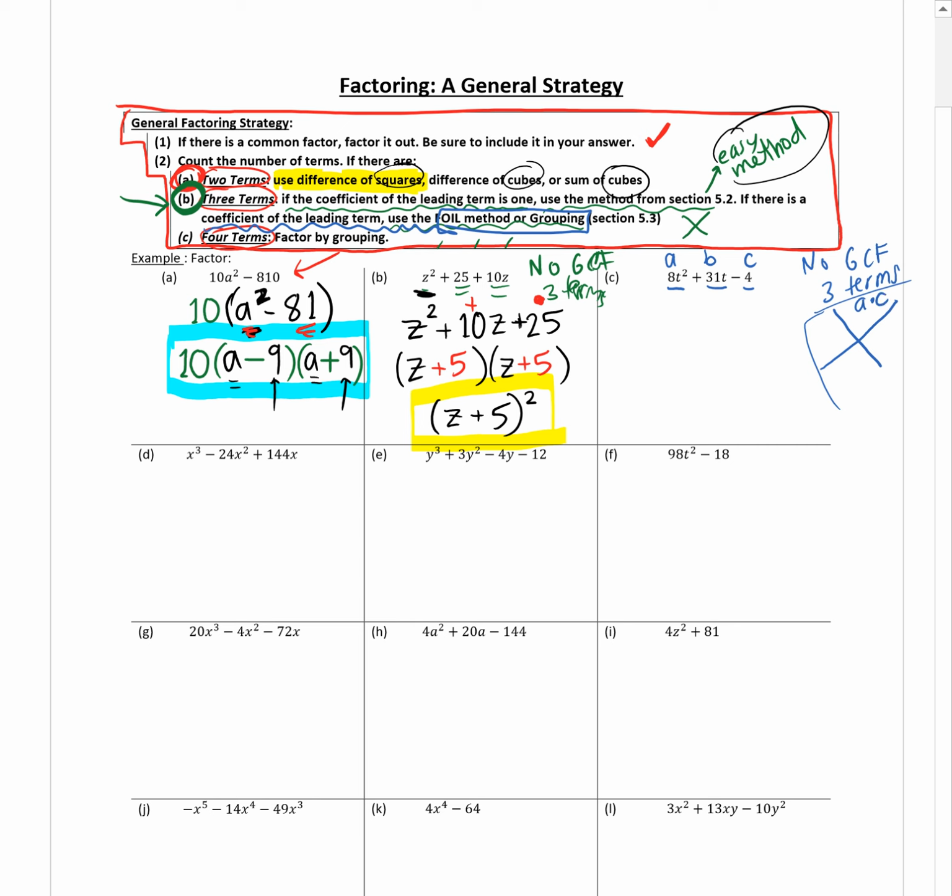A times C, that's 8 times negative 4, that's negative 32. And then B is the middle term, that's positive 31. And now I have to figure out what are these two numbers that have a product of negative 32, but a sum of 31. That seems complicated, but the first thing I think of is, how about 32 and negative 1? Because 32 times negative 1 is negative 32 like we need, but 32 plus negative 1 is 31.